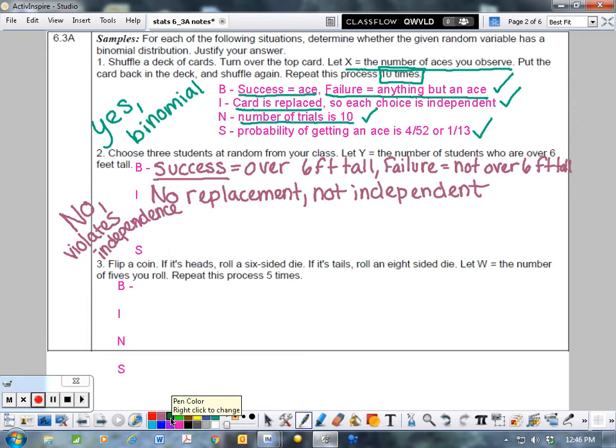Okay, next one, flip a coin. If it's heads, we roll a 6-sided die. If it's tails, we roll an 8-sided die. Let W be the number of 5s you roll. Repeat this process 5 times. So let's see, success is we roll a 5. Failure is we roll anything but a 5.